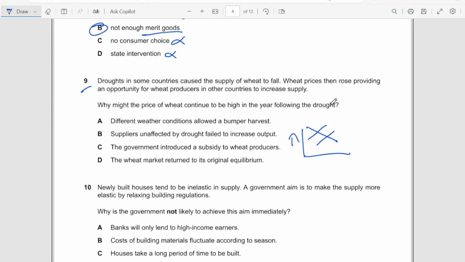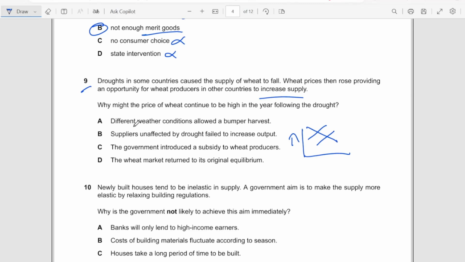Now the question is, wheat prices then rose, providing an opportunity for wheat producers in other countries to increase supply. This meant that in other countries, the supply increased or extended, all right? We could say extension of supply happened because of higher prices. Why might the price of wheat continue to be high in the year following the drought?